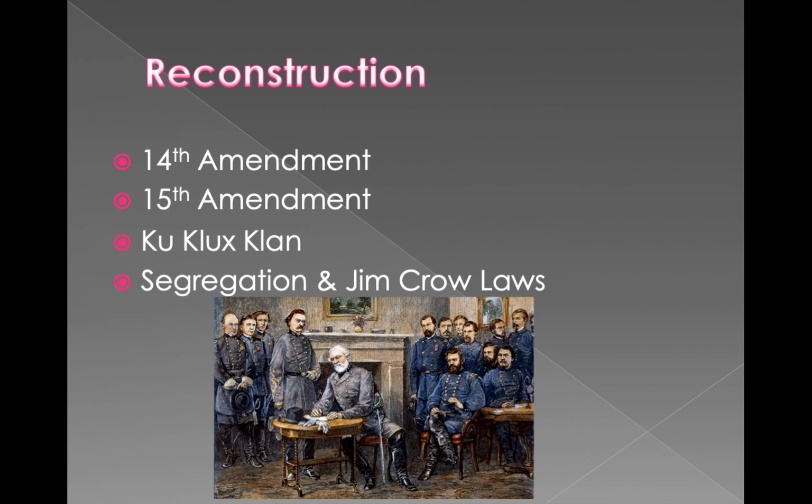Now, because we didn't have time before school got put on pause to go through the 14th, 15th Amendment, KKK, segregation, Jim Crow laws, we will start our next unit going through those items. You did some research, you shared out in your group, so you have an idea of what they are, but we will do that in detail beginning our next unit.